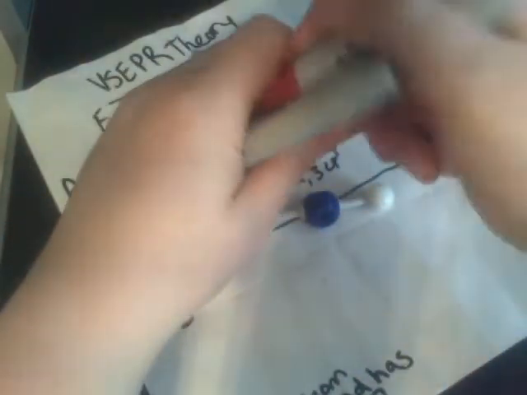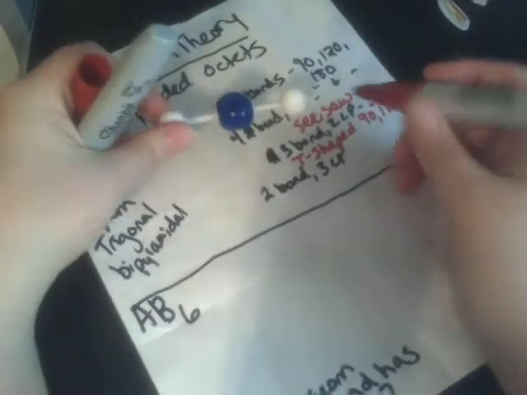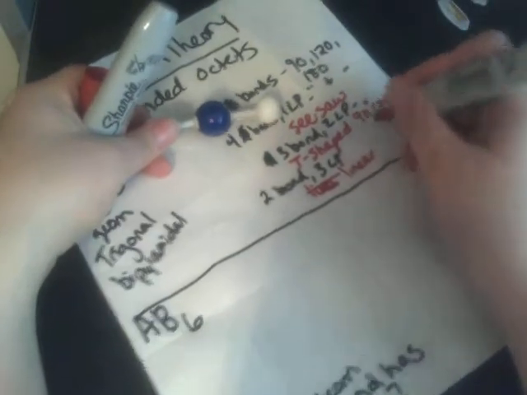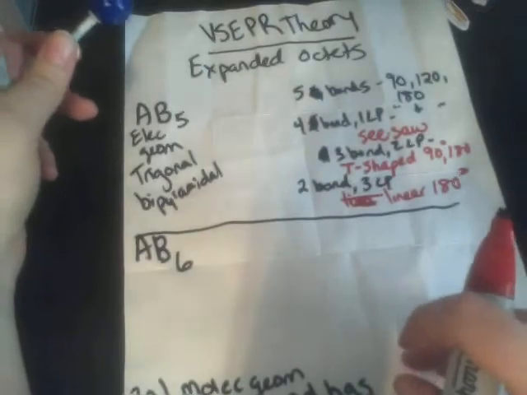And what bond angle do we have here? 180. I can spell too, I swear. Okay. Linear 180. All right.